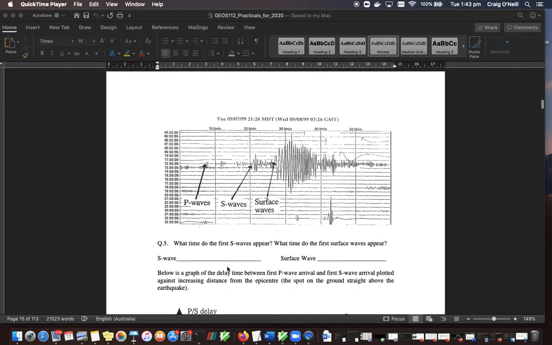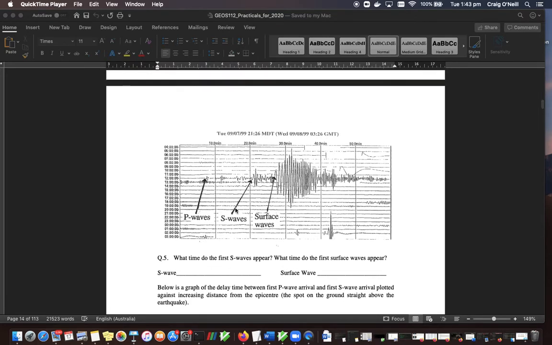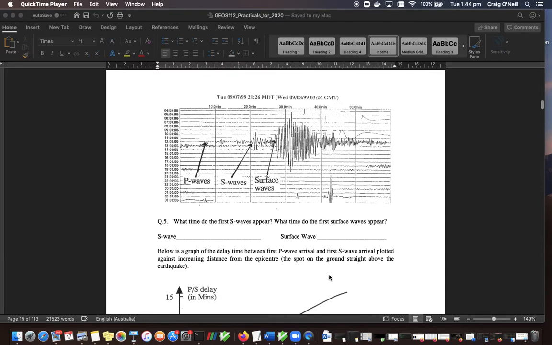So first question then is, at what time do the S waves appear? So the P waves are at 12:07, the S waves are about 12:21 or so, and then the surface waves occurring here around 12:27. So you write those ones in there.